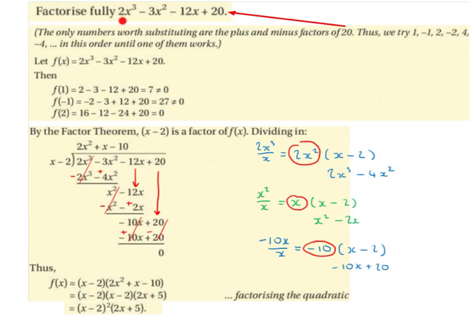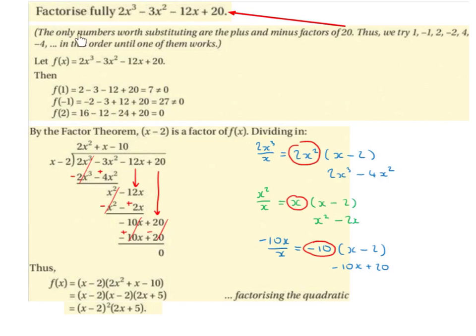Factorise fully 2x cubed minus 3x squared minus 12x plus 20. So when we're trying to factorise a polynomial, we want to look at the constant at the end. The constant at the end of this polynomial is 20, and we want to look at the factors of 20.